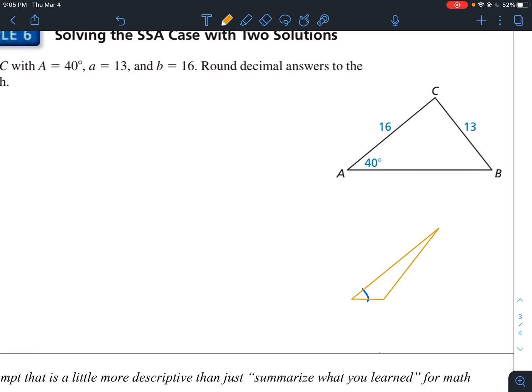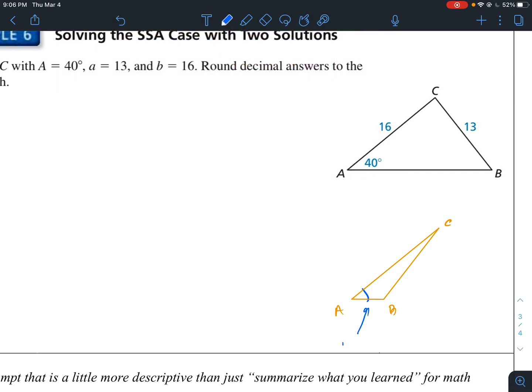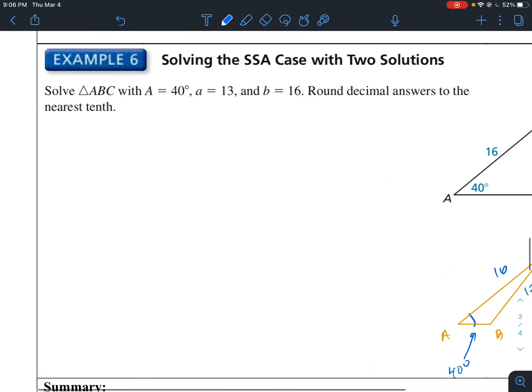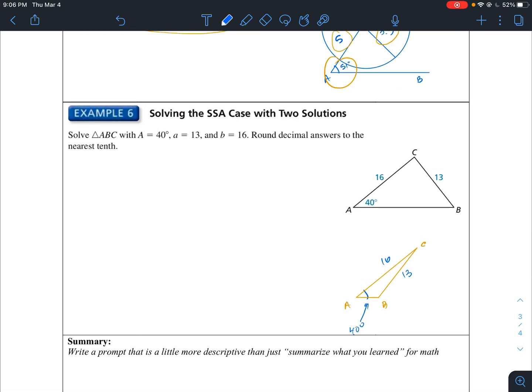So this is angle A, C, and B. This is still angle 40 right there. So that angle right there is still 40 degrees. This side length here is still 16, and this side length here is 13. So given this information, I could have two triangles, which is how I can get two different sets of solutions, okay? So in that case, you'd have to solve both triangles, so that's how you can get two solutions.